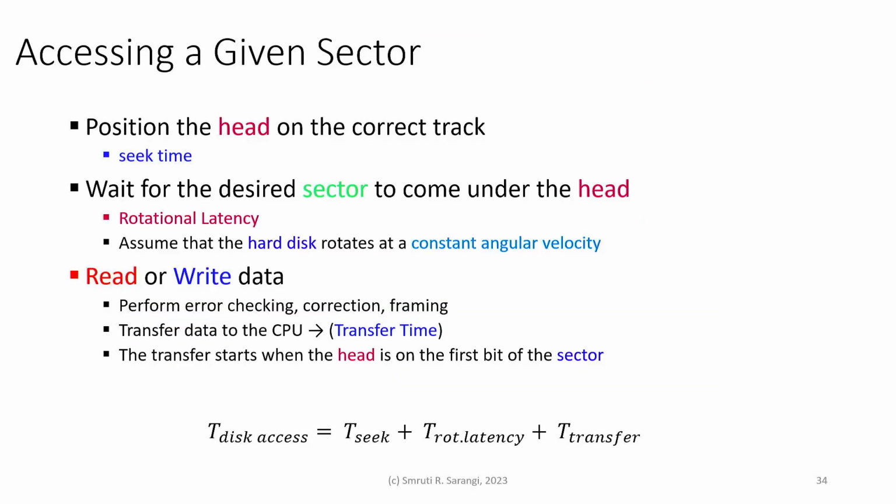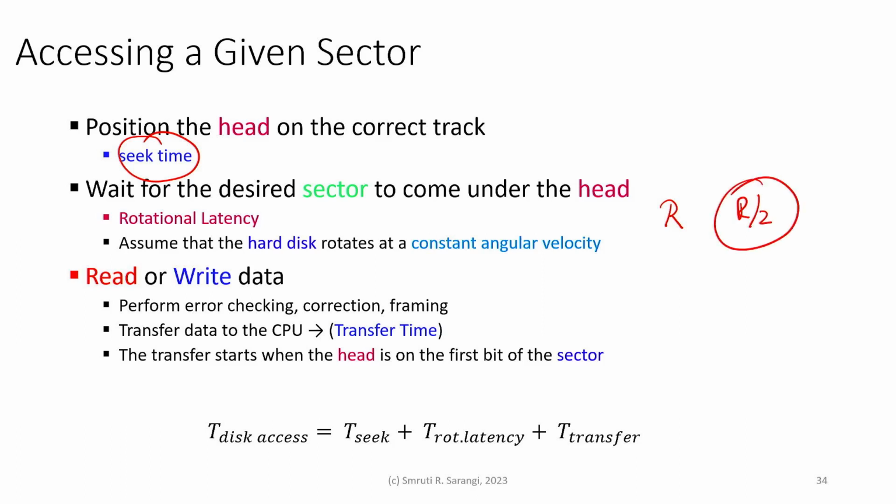So the math of a hard disk is very simple. Position the head on the correct track. How much does that take? It takes seek time units. Wait for the desired sector to come under you. How much time does it take? That is the rotational latency. On an average, how much is that? Let's say it takes r time units for a full rotation. On an average, it's r by 2.